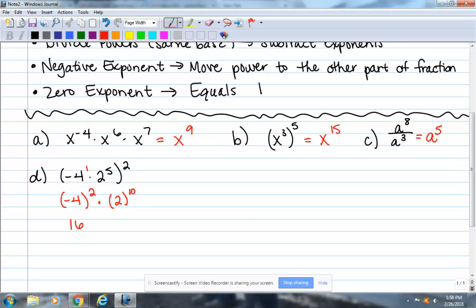Yep. And then 2 raised to the 10th power. You can do that rooftop button. What's 2 raised to the 10th power? 1,024. And then last you multiply that times 16. And what do we get? That's your answer. It is. Let's do another one like that one, just to make sure.